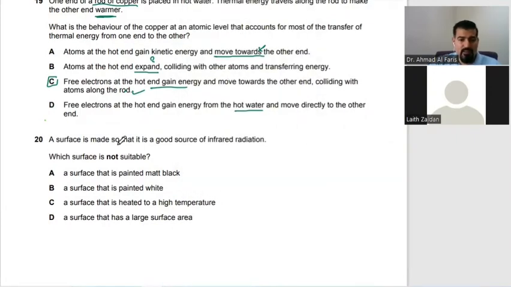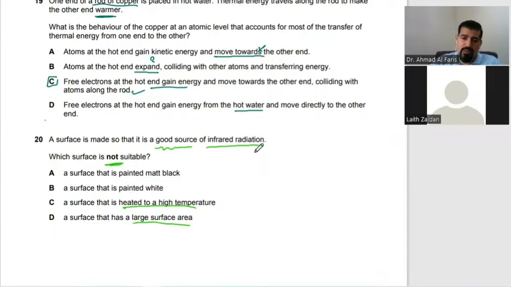A surface is made so that it is a good source of infrared radiation. Which surface is not suitable? A surface that's painted with matte black, a surface painted white, a surface that is heated to a high temperature, a surface that has a large surface area.